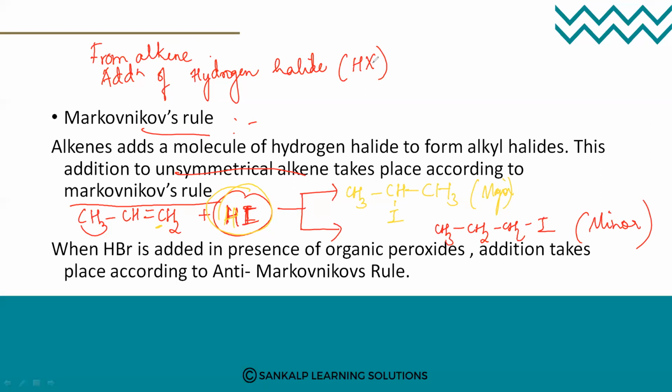Anti-Markovnikov rule means what? Anti-Markovnikov rule is the reverse of Markovnikov rule. In Markovnikov rule, the negative part of the hydrogen halide is added to the carbon having less number of hydrogen atoms, and in anti-Markovnikov rule it is reverse. It is reverse means what? The negative part of the hydrogen halide is added to the carbon having more number of hydrogen atoms. So this is anti-Markovnikov rule. So how will you understand whether it is following anti-Markovnikov rule or Markovnikov rule?